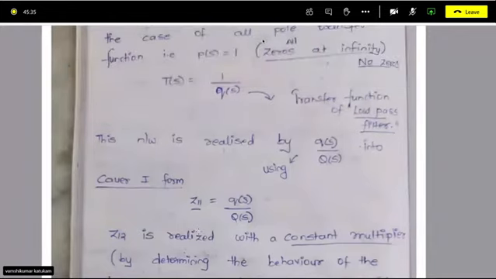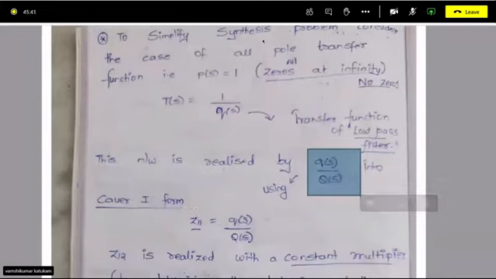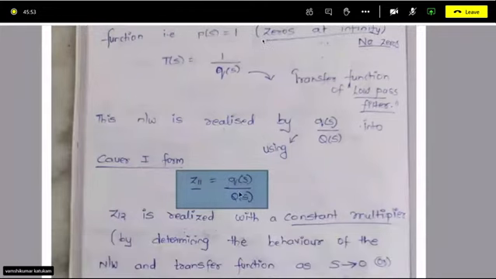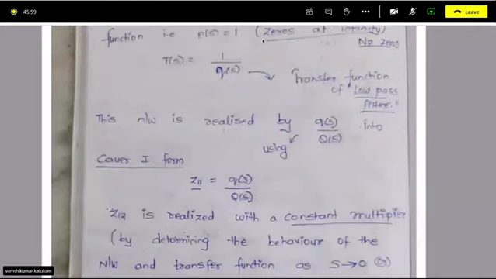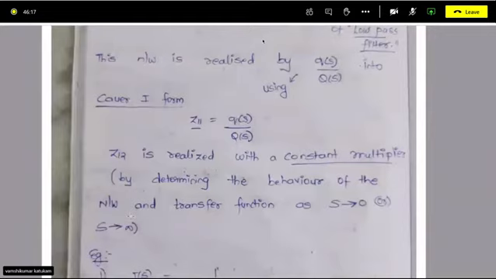Once you get Z11 in this form, try to express Z11 in Cauer form 1. You know how to realize or synthesize the network in Cauer form 1. And Z12 is realized with a constant multiplier, so we are assuming Z12 is some constant K, and it is obtained by making s equal to 0 or s equal to infinity and comparing both the network and the transfer function, as you are going to see.